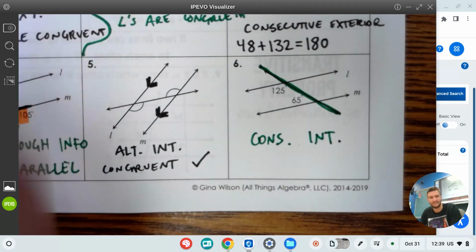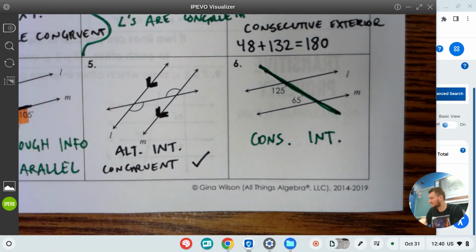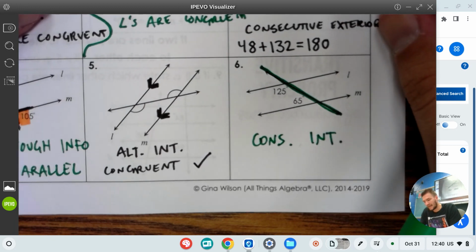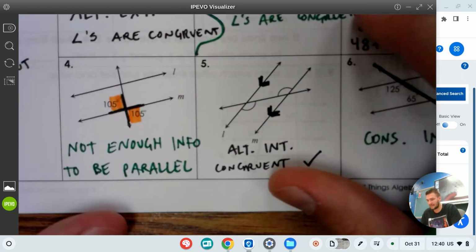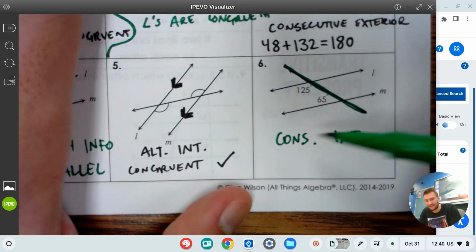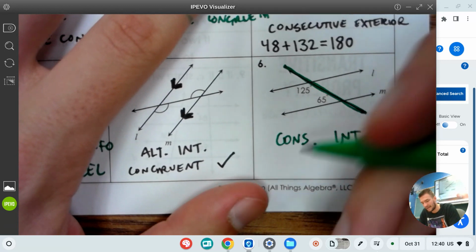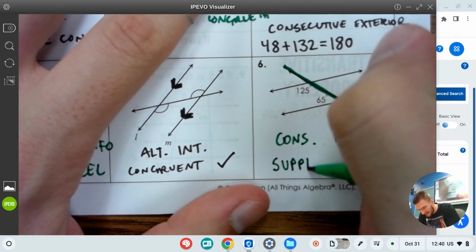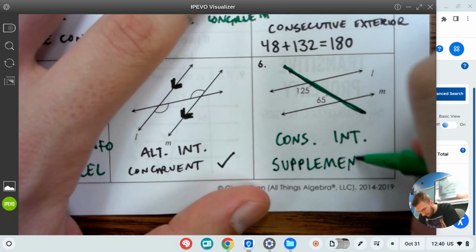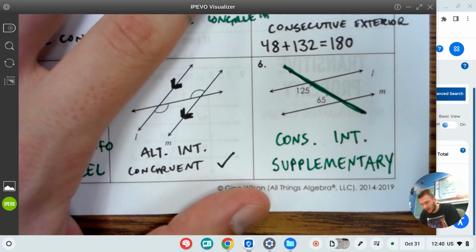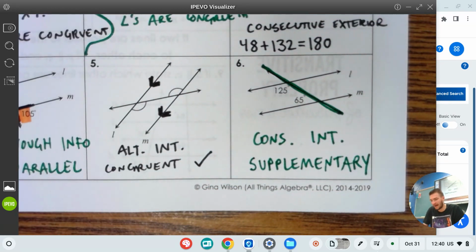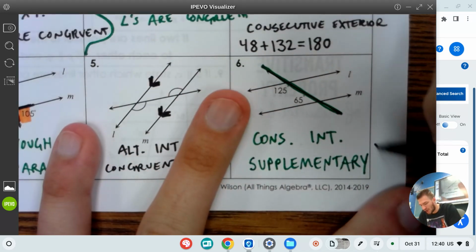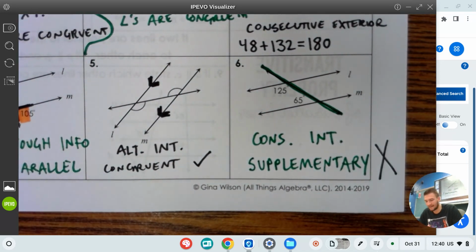These are consecutive interior angles. And then you'd look at consecutive interior, and it says they should be supplementary. So the real question is, are these angles supplementary? Is 125 plus 65 equal to 180? No. This is a fail.